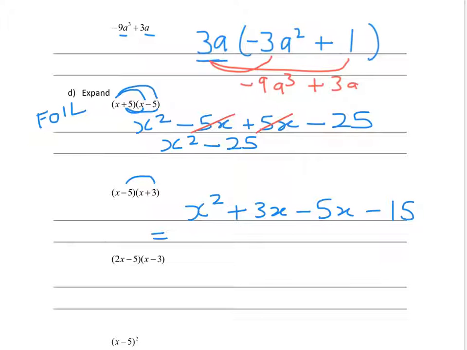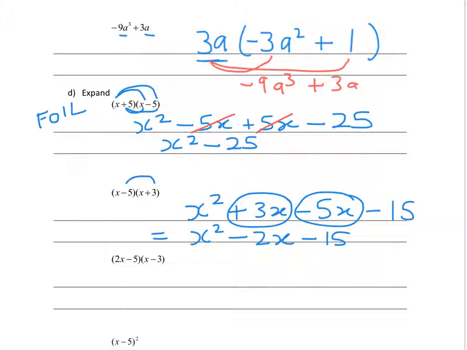So we always simplify as well. You've got adding 3x and taking away 5x. So I end up, if I started on 3 and took away 5, I'd have negative 2x minus 15.